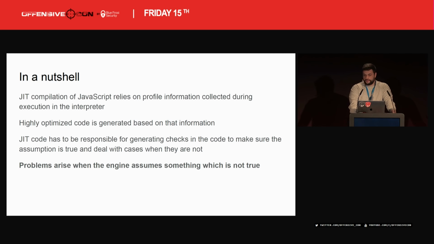So to summarize, JIT compilation of JavaScript will rely on profile information. This is basically what gives you some kind of type information that you collect during the execution in the interpreter. Highly optimized code will be generated based on those assumptions, on that information. And the key takeaway is that your JIT code has to be responsible for checking that these assumptions are actually true and be able to deal accordingly when they're not. And basically, you have problems when you can trick the engine into validating some kind of assumption or bypassing some checks and stuff like that.